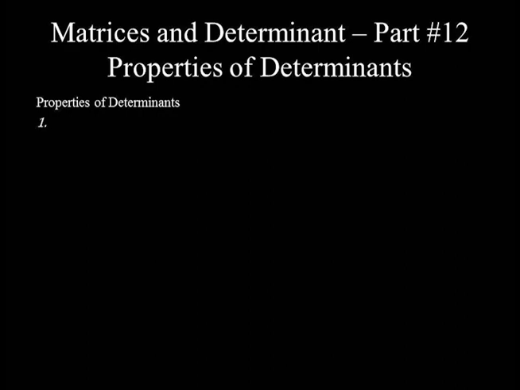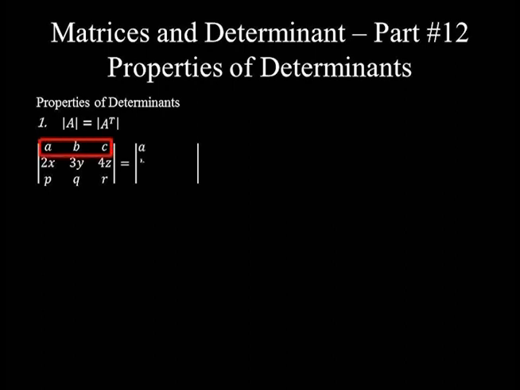The first property: the determinant of matrix A equals the determinant of its transpose. The determinant of this 3 by 3 matrix is equal to the determinant of its transpose. How can we find its transpose? Just by interchanging rows and columns of the given matrix, meaning row 1 becomes column 1, row 2 becomes column 2, and row 3 becomes column 3.